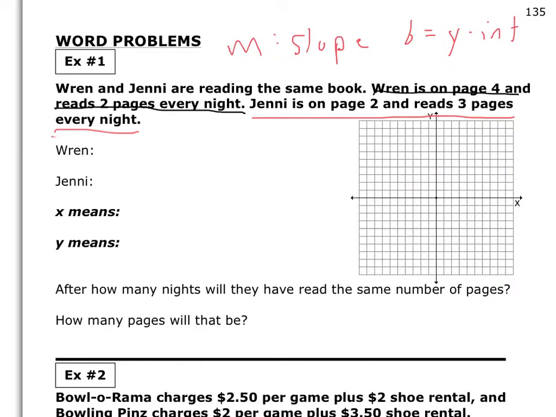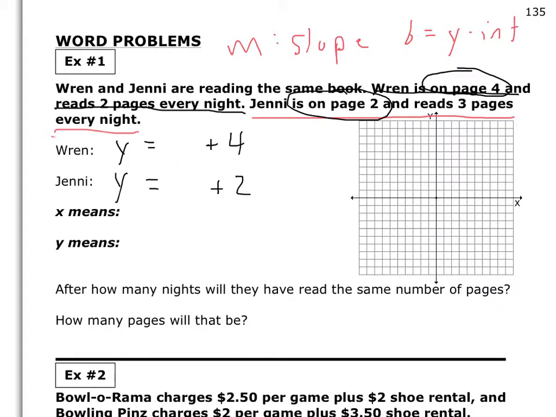Okay, so for Ren, where does she start? Where did Ren start? She is on page 4. Since she's on page 4, you know that her y-intercept is going to be 4. And what about Jenny? Where does she start? Jenny is on page 2, so that's where Jenny starts. So we're just filling in our y-intercepts, where you start.